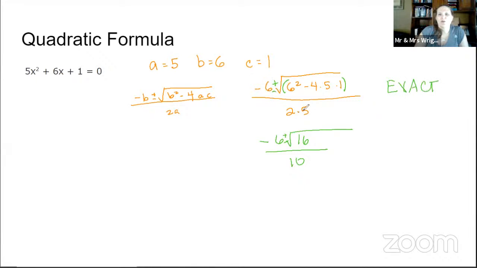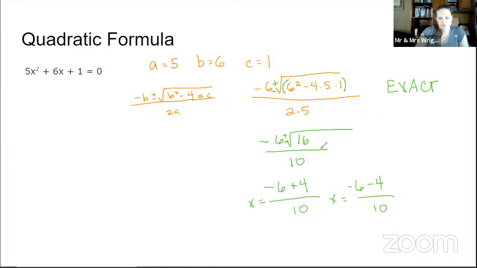Now you can plug this whole thing in, and we'll get into how to do that if you're asked to find an approximate answer, okay? So negative 6 plus or minus square root of 16 over 10 is going to be negative 6 plus 4 over 10 and negative 6 minus 4 over 10. These are going to be our two answers. We can still go ahead and simplify them some more.